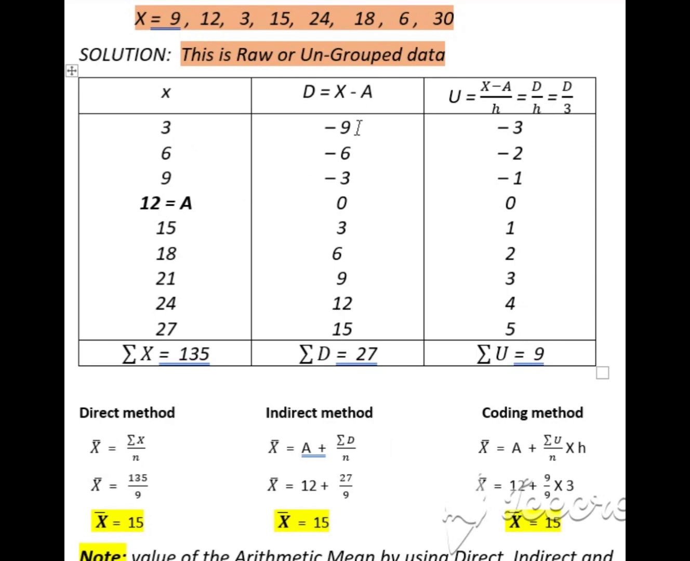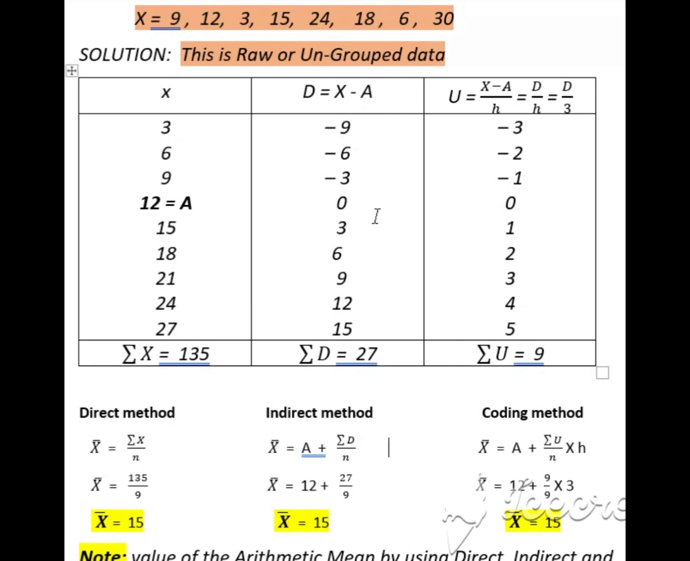So 3 minus 12 you will get minus 9. 6 minus 12 you will get minus 6. 9 minus 12 you will get minus 3. And 12 minus 12 is 0. Now 15 minus 12 is 3. 18 minus 12 is 6. 21 minus 12 is 9. 24 minus 12 is 12. And 27 minus 12 is 15. Now these numbers are d, which is called difference, because this is the difference of x minus a, or deviation.